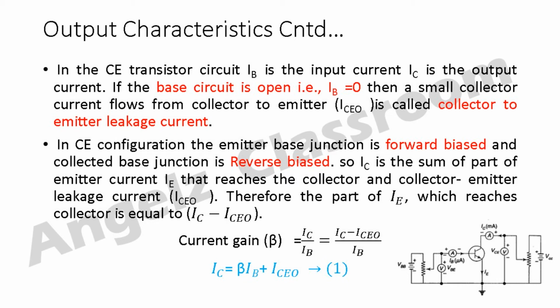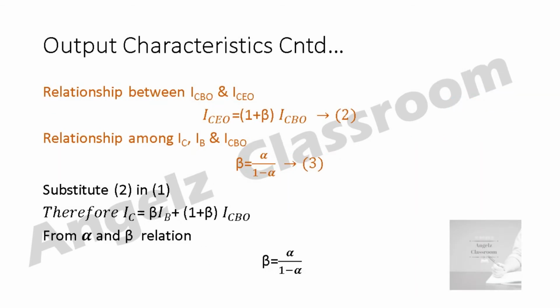This collector current IC is equal to beta into IB plus ICEO. This is my equation number 1. Next thing is the relationship between ICBO and ICEO. We know this will be equal to 1 plus beta into ICBO, and the relationship among IC, IB and IBO: beta will be equal to alpha divided by 1 minus alpha. So this alpha and beta are the current amplification factors for both your common emitter and common base.